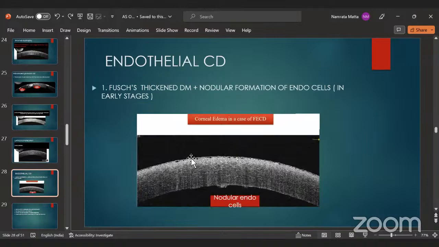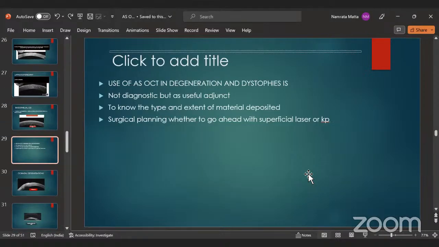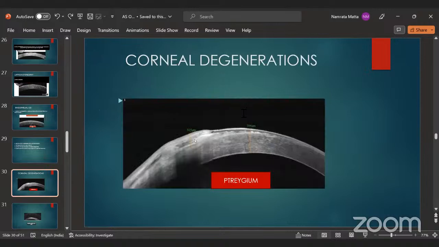Then endothelial corneal dystrophy, if it is just plain endothelium, diffuse dystrophy, we can see there are nodular endothelial cells in the early stages. So as I said earlier, it is just an adjunct, it is not diagnostic. We can just see the type and the extent of the material deposited, which can help us in surgical planning, whether to go ahead with a superficial laser or keratoplasty.